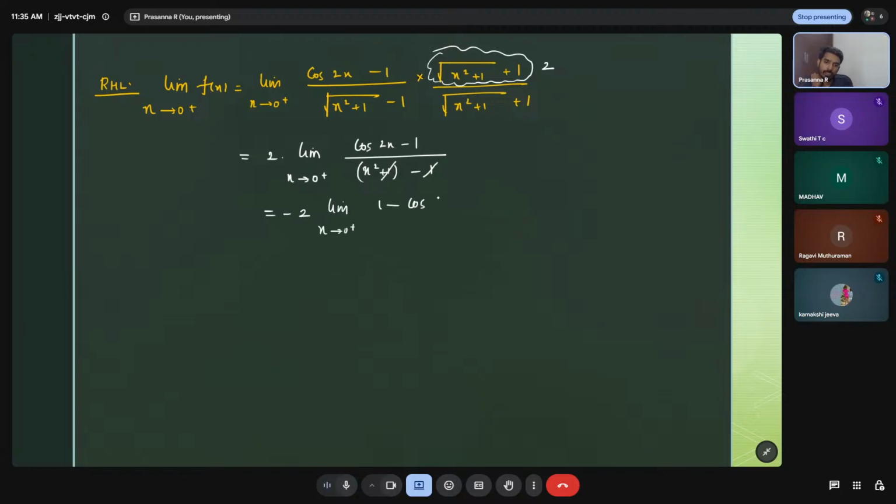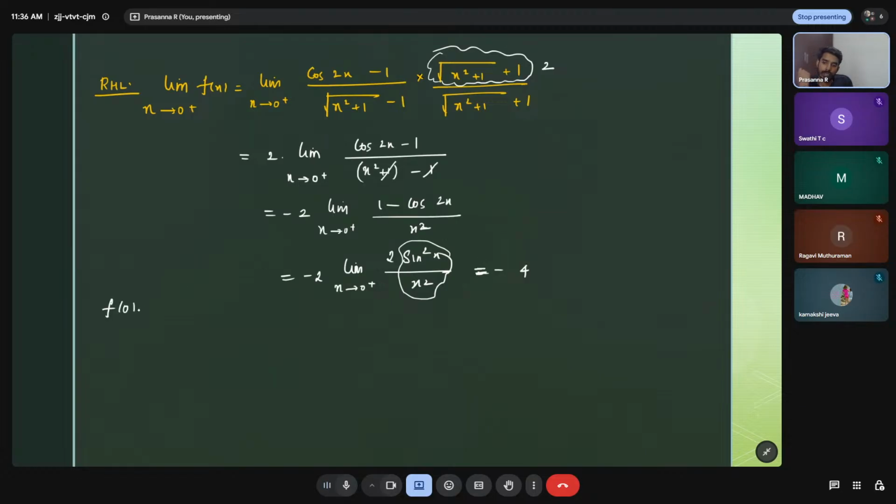1 will get cancelled. Let us take minus outside. This 1 minus cos 2x by x square. 1 minus cos 2x is 2 sin square x by x square. So sin square x by x square will be 1. So minus 4 is your RHL.